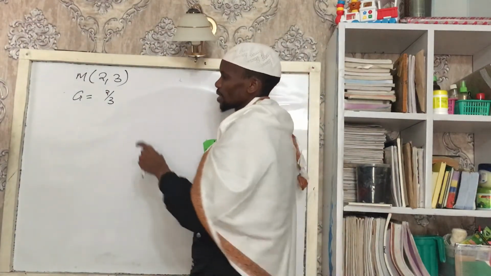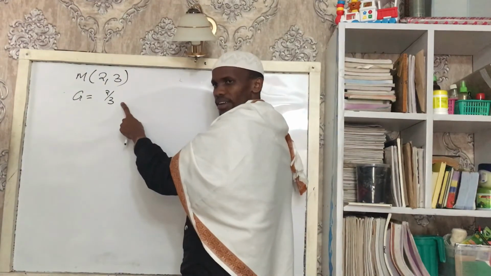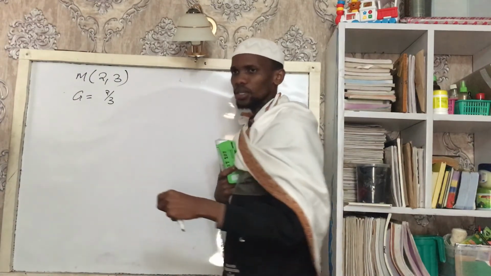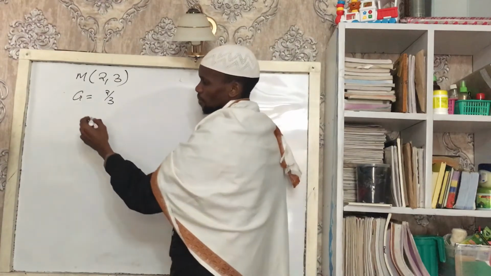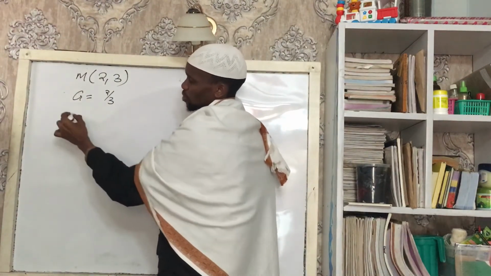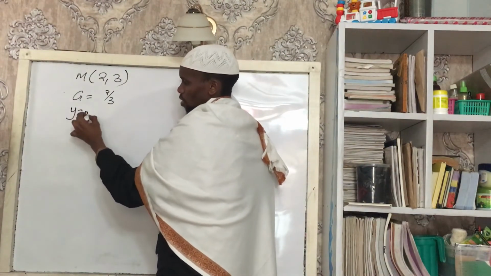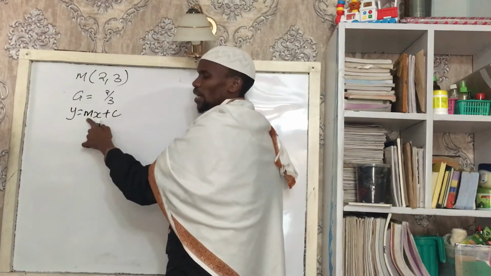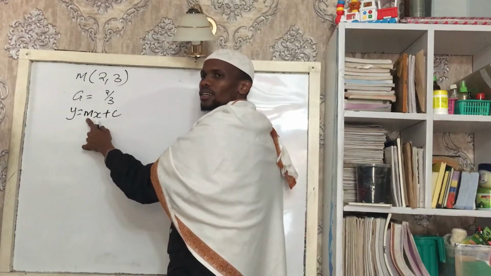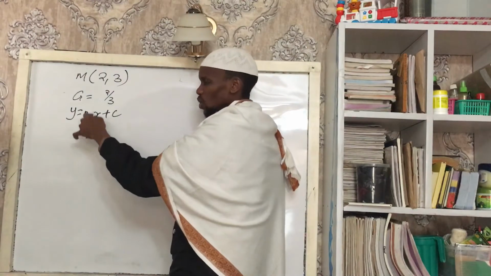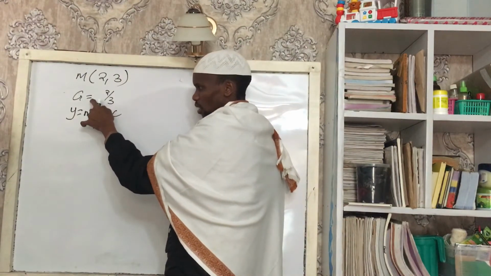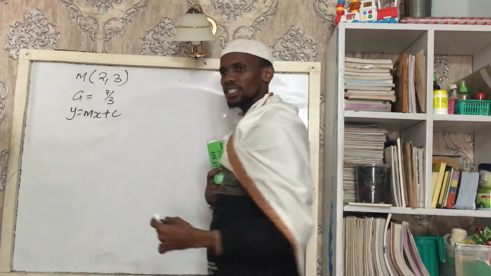This is a scenario where I've been given one point and a gradient. So how can we get an equation of a straight line? We start by saying that at the end of it, my equation should be in the form of y equals mx plus c, where m represents what? The gradient of the line. So at the end of our equation, we must get 2 over 3 as the gradient.